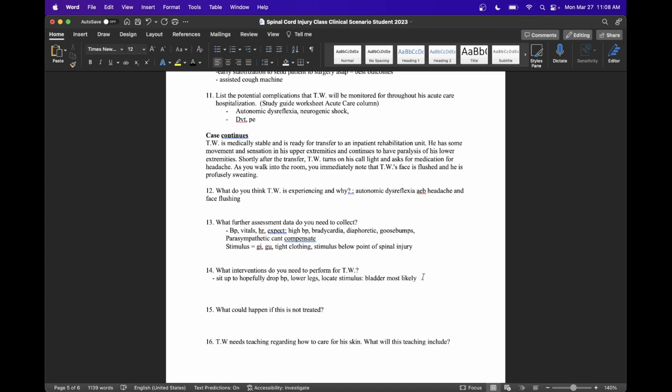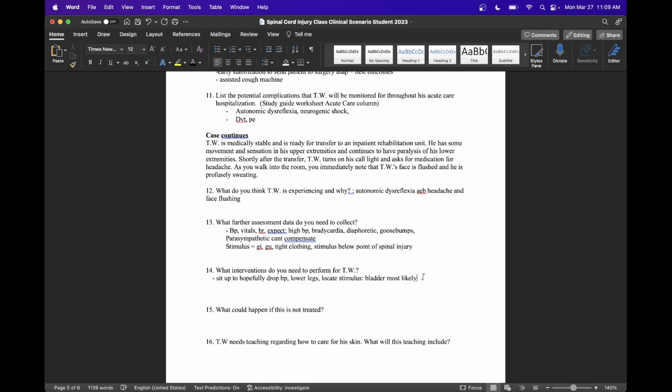So if the bladder's full, what are you gonna do? Empty it, straight cath. If you've got a Foley indwelling cath, make sure it's not clogged, it's not kinked, and doesn't have any clots. Sometimes it's as simple as adjusting the tubing. And it's immediate. Comes on fast, goes away fast. Minutes.